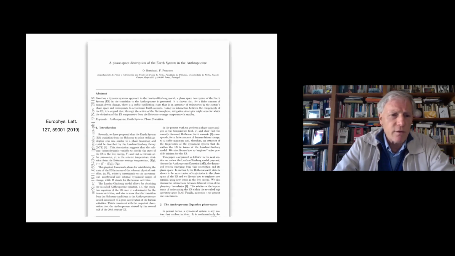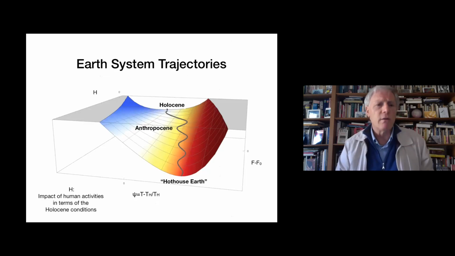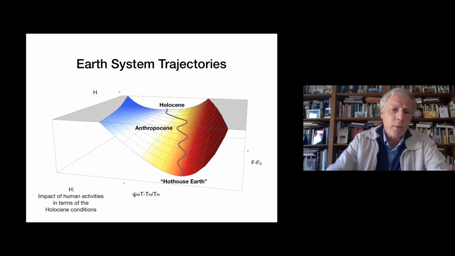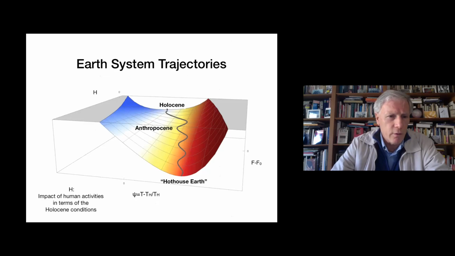This is stabilize the system, and that's exactly what we have shown. We have shown that indeed these human activities lead the system through an intermediate phase that we call Anthropocene, from the Holocene to a new minima on which the temperature is higher, and that's problematic, as I have mentioned.